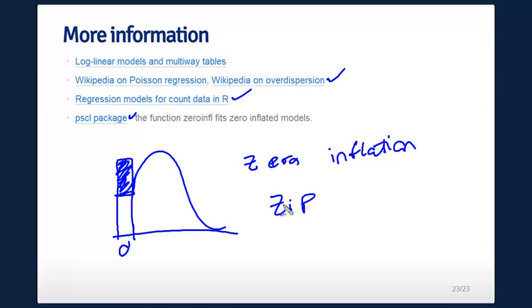There are a lot of different ways to account for zero inflation. I like ZIP models, I think, just because I like the word zip. But this is a problem that frequently occurs with count data, and so it's something to be aware of.